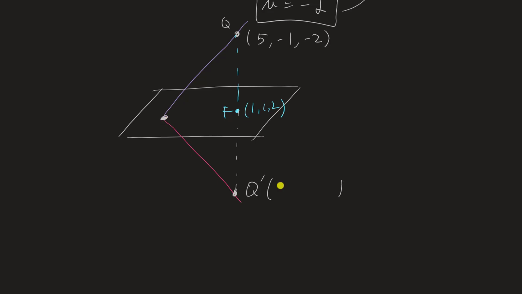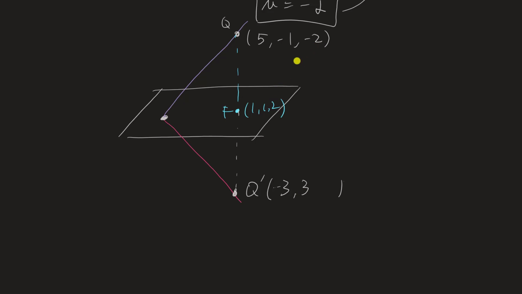So how do you find point Q prime? Just take a look at this. 5 goes to 1 with negative 4, right? So to get to Q prime, we minus another 4, get negative 3. Negative 1, how to get to 1? With plus 2. So from here to here, also same process, plus 2.